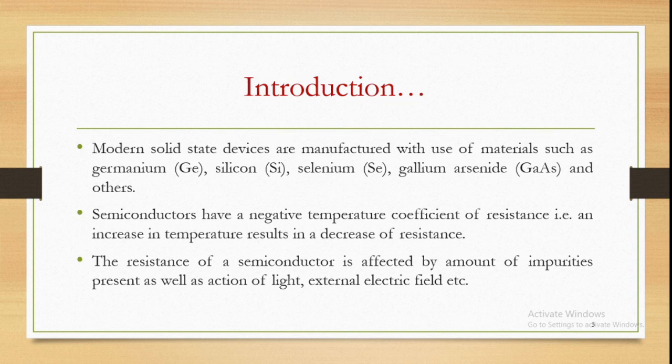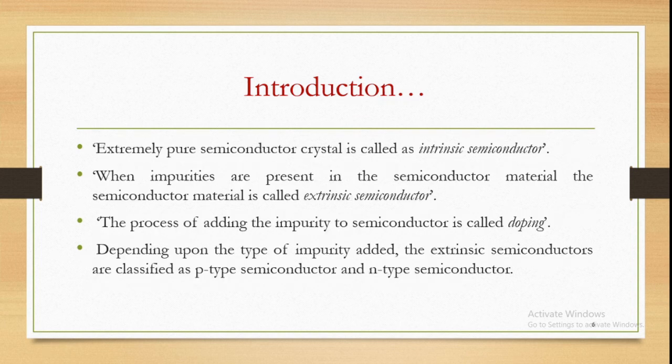Semiconductors have a negative temperature coefficient of resistance, which means an increase in temperature results in a decrease of resistance. The resistance of a semiconducting material is affected by the impurities present inside it. It is also affected by the action of light and by electrical fields. This means we can have various applications where we can use these semiconducting materials.